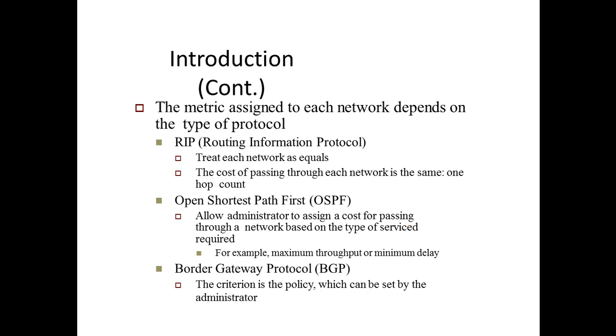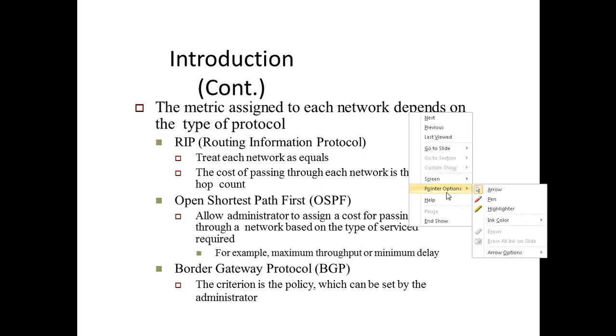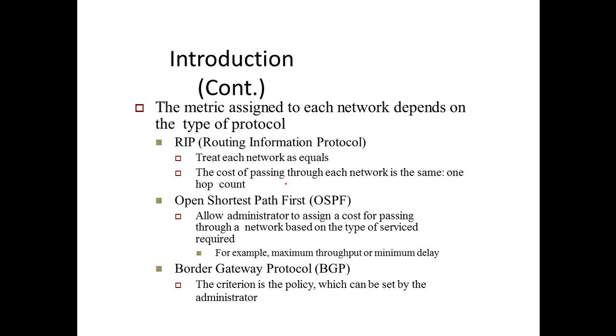Let's say RIP, that is Routing Information Protocol, commonly known as RIP. This treats each network as equal, and the cost is the hop. In RIP, the metric is the hop count, that is, which hop from a transmitter towards a receiver.